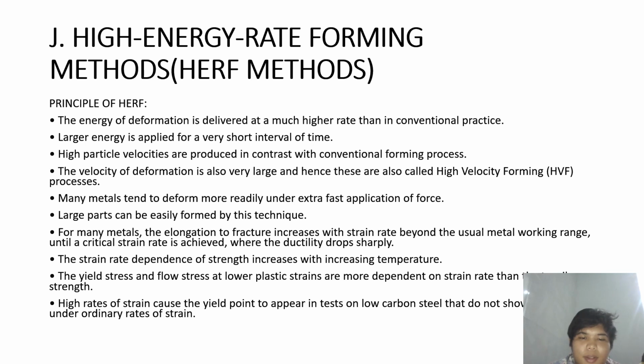For many materials, the elongation to fracture increases with strain rate beyond the usual metal working range until a critical strain rate is achieved, where the ductility drops sharply. The strength increases with increasing strain rate. The yield stress and flow stress at lower plastic strains are more dependent on the strain rate than the tensile strength. High rates of strain cause the yield point to appear in tests on low carbon steel that do not show a yield point under ordinary rates of strain. So that's all for the principle of HERF.